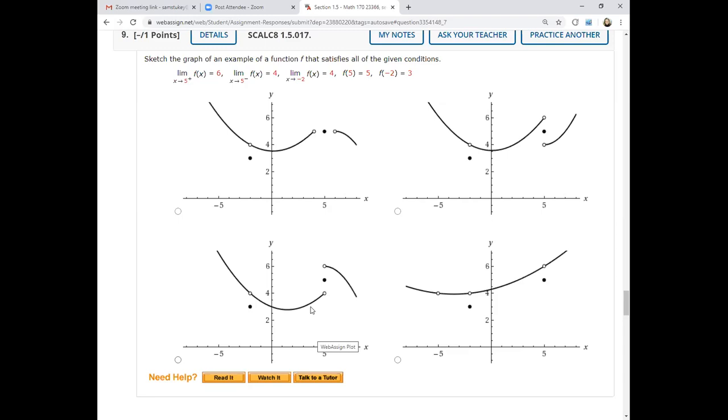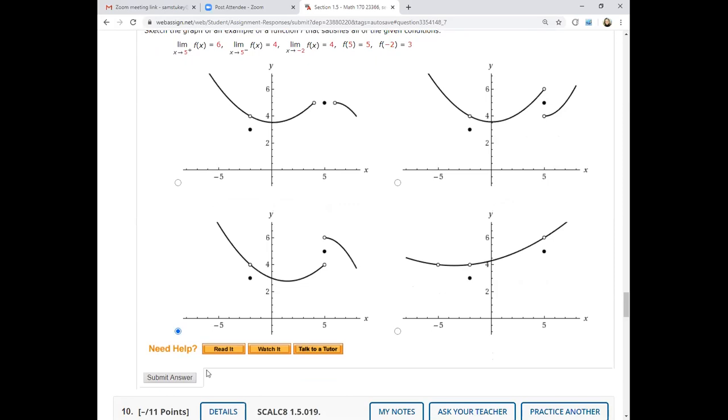The limit as x approaches 5 from the left, so you're still in the first quadrant, but you're approaching from the left, should be 4. And the bottom left meets that condition. If you're approaching 5 from the left here, it's not 4. So it should be this one.